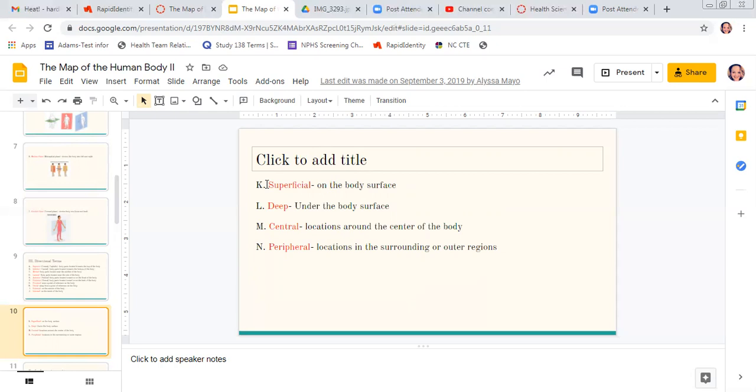Then you have central and peripheral. So central sounds just like center, and peripheral sounds like your peripheral, which is your peripheral vision, what you see on the sides, or the things that are on the outer portion of your vision, okay?